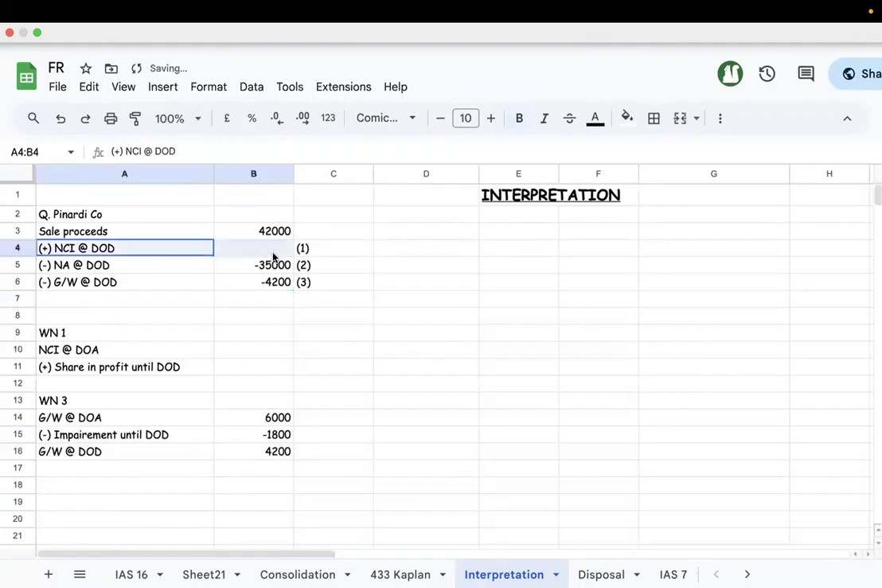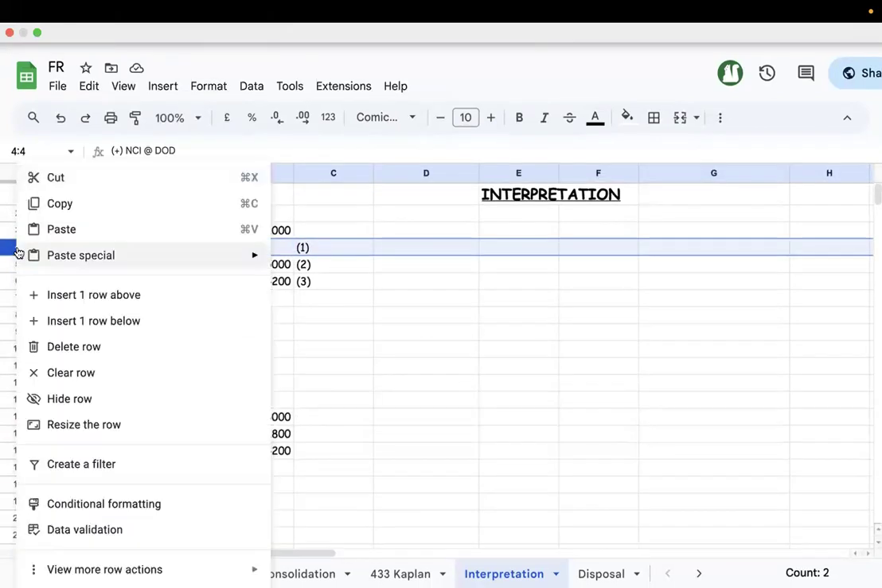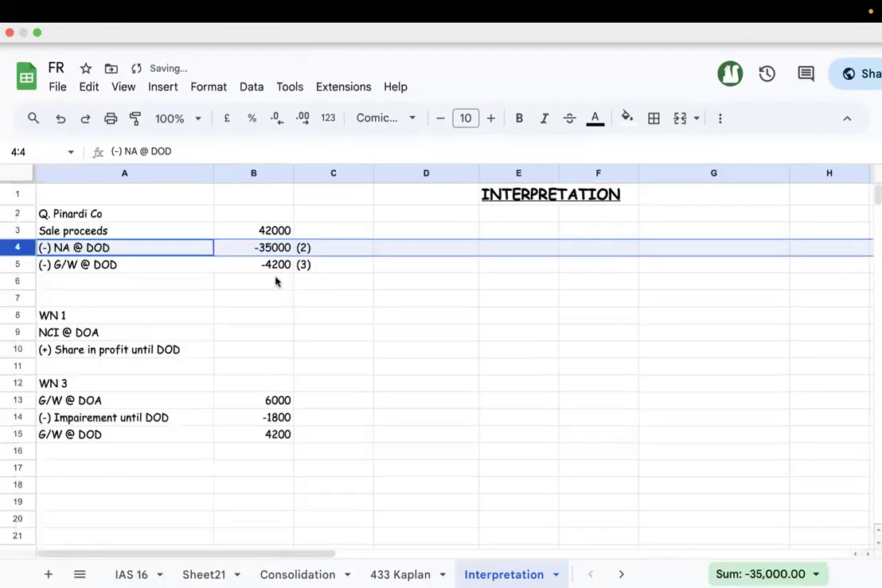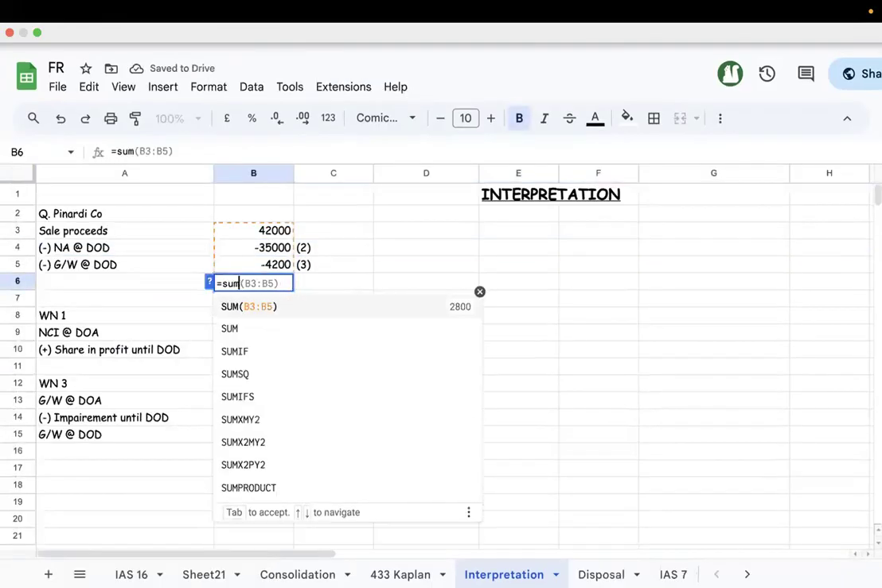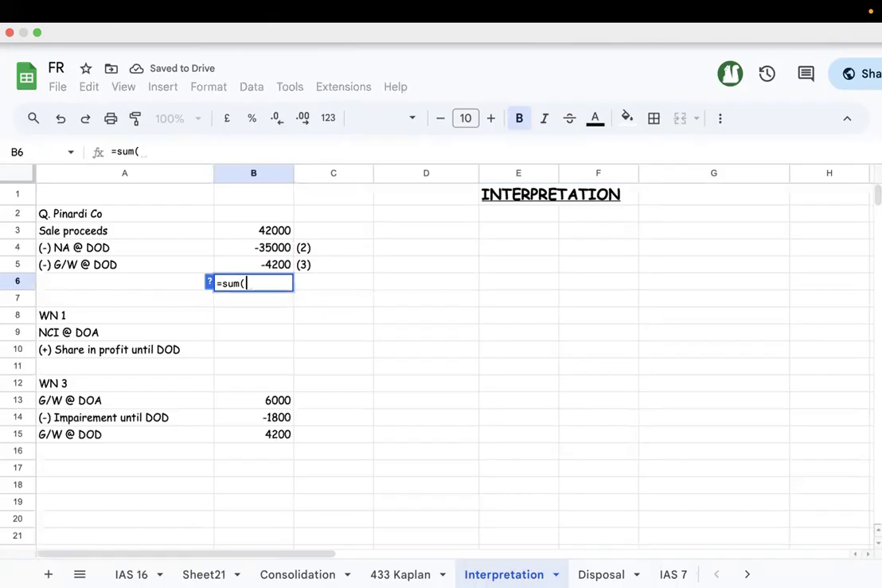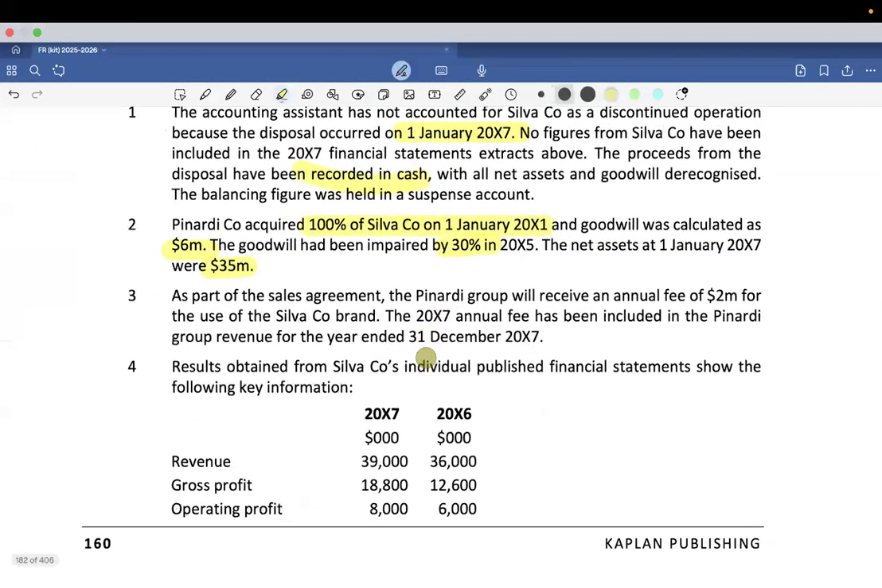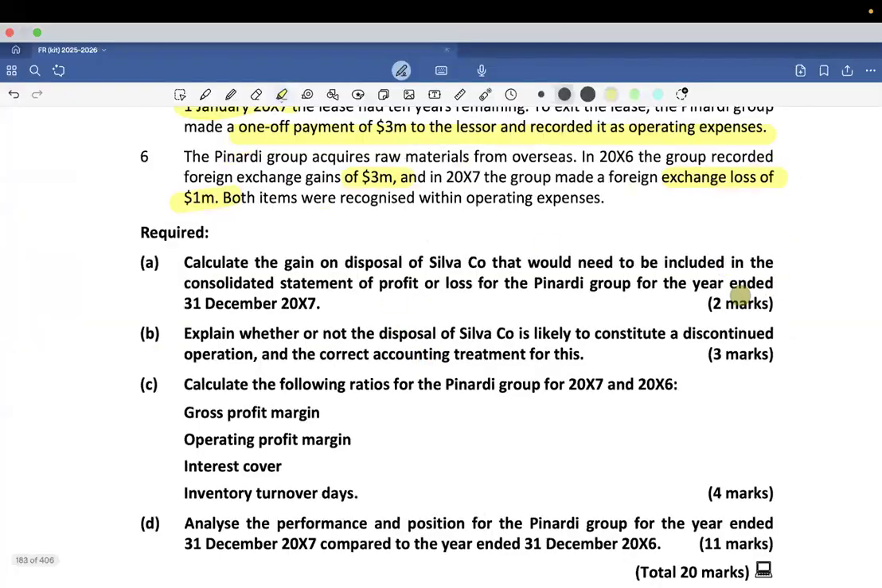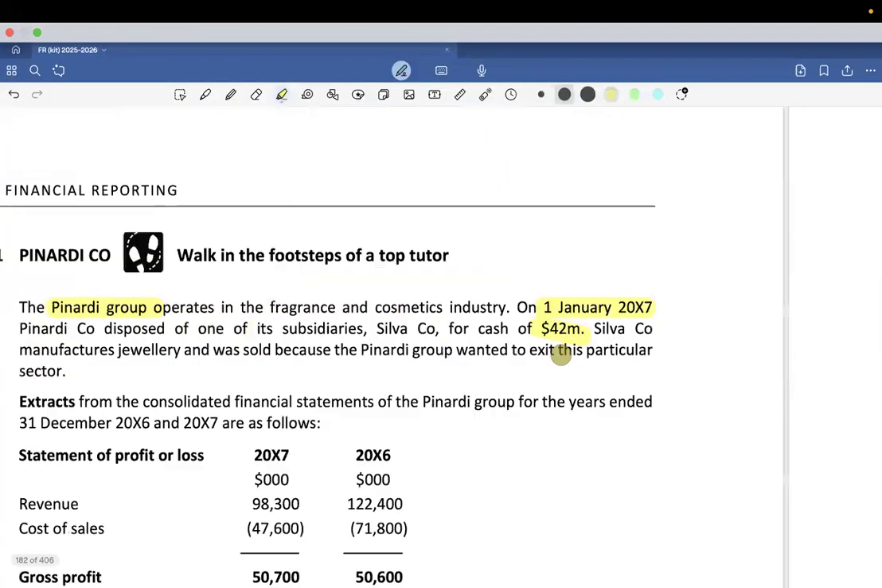Now the remaining amount is NCI at DOD. Since it is a 100% acquisition, there is no NCI. Clear? Understood. So the gain on disposal is 2,800. How much mark is it for? I think it's 2 marks. Yeah, 2 marks.